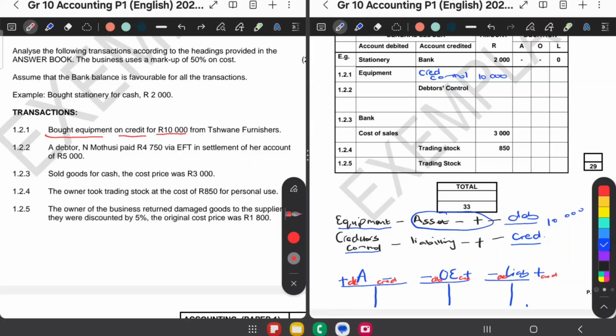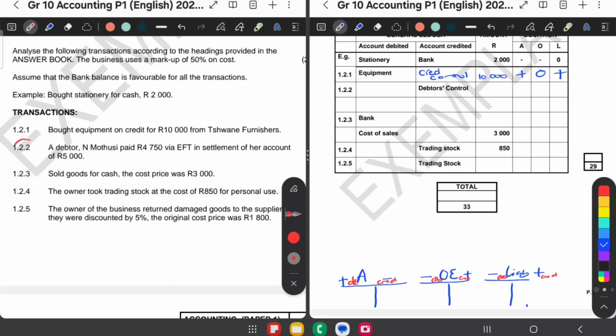Assets will get a plus, and liabilities will also get a plus. Owner's equity is not involved. And there you have your first transaction. You must just know that 0 plus 10,000 will give me this answer here, so that's how you know you're also right.